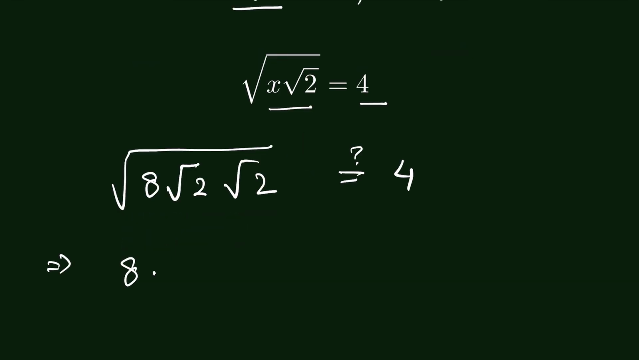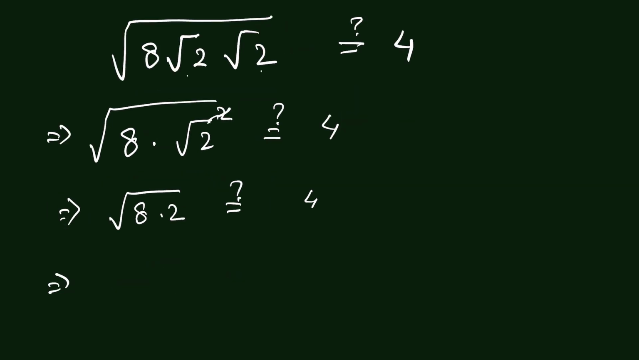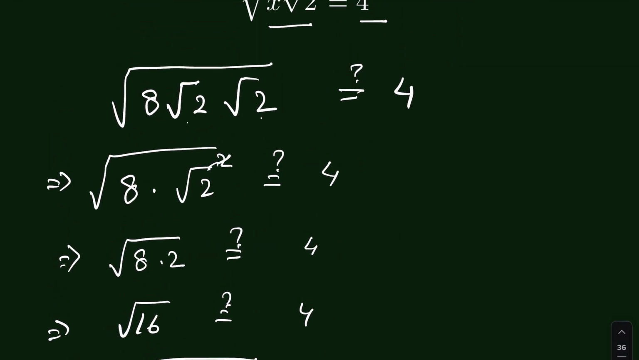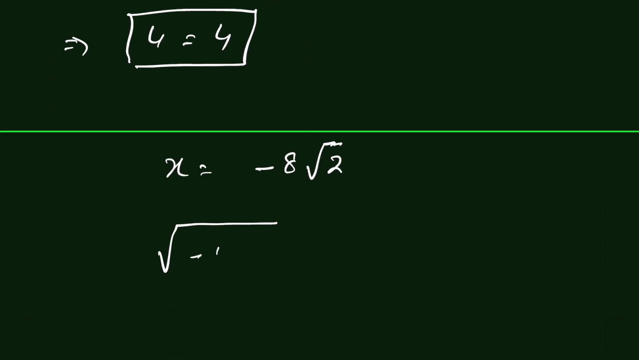Now 8 times square root of 2 times square root of 2 will be square root of 2 square under square root. Remove the square root with the square, so it is 8 times 2 under square root. Therefore, it is 8 times 2, 16 under square root. And square root of 16 is 4. Therefore, LHS is equal to RHS. Now, let's take when x is equal to minus 8 times square root of 2. So, it will be minus 8 times square root of 2 times square root of 2.